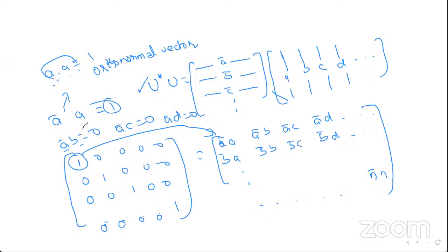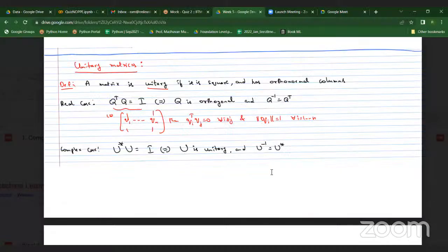And then we have A dot B equals 0, A dot C equals 0, A dot D equals 0. Basically, any vectors Ai, Aj dot product is equal to 0 when i is not equal to j, if you consider this Ai as the vectors of this matrix. For a unitary matrix, this holds true. This will be called an orthonormal set of vectors. The same thing holds true for orthogonal matrices.